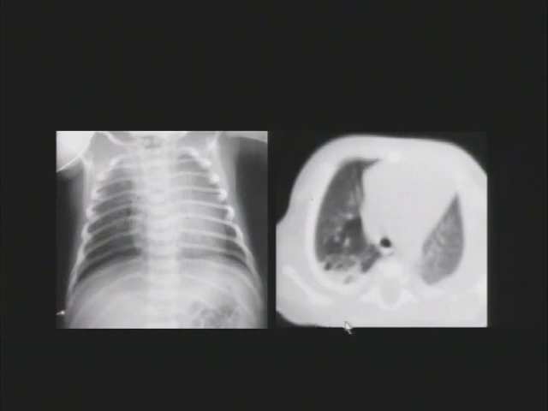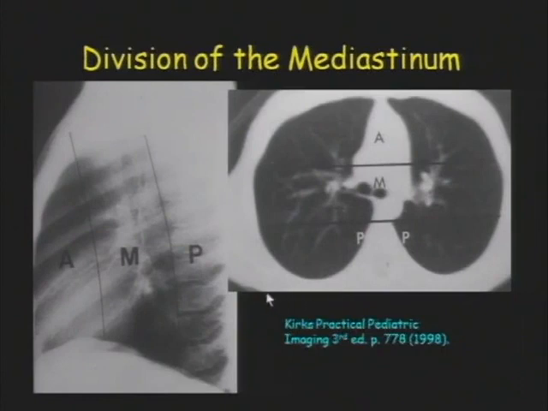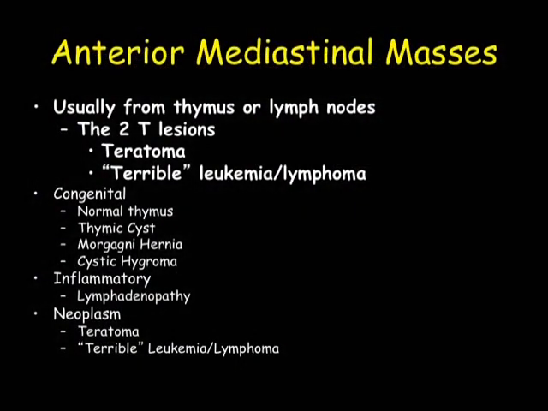They usually still take these out because of the risk of infection, but they're starting to sway a little bit more, sort of like multicystic dysplastic kidney when they used to take them all out, and now they're waiting a little bit more. The divisions of the mediastinum: anterior, middle, posterior, and it's basically a third, a third, a third.